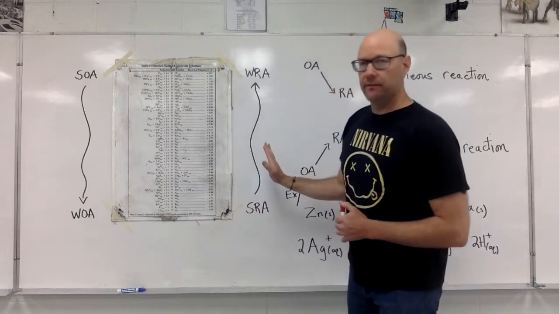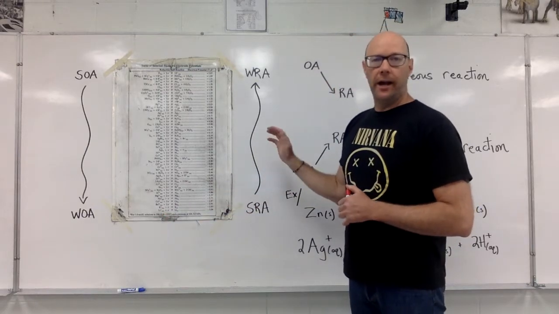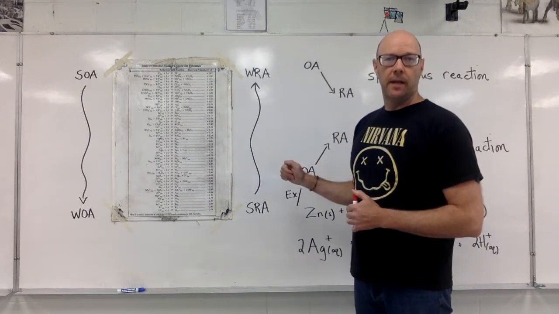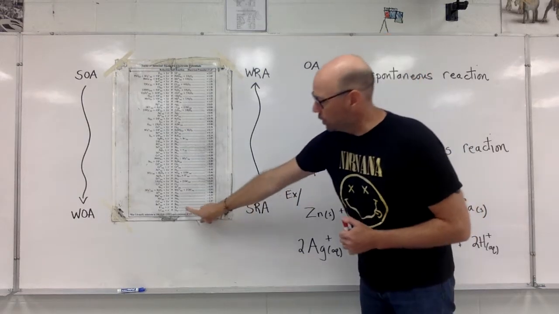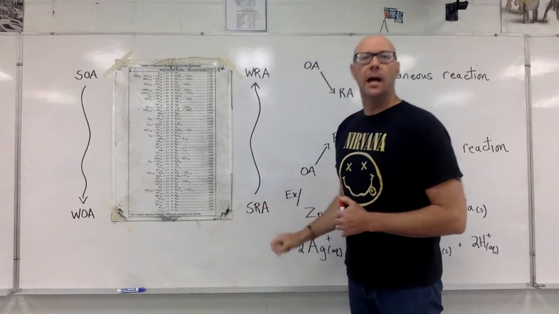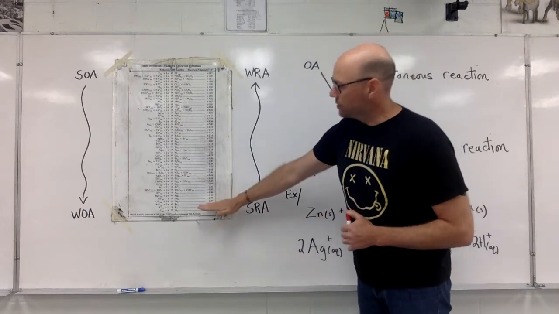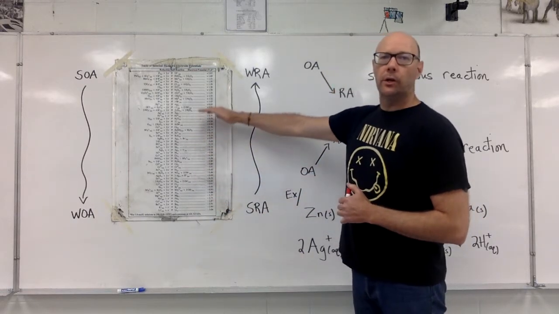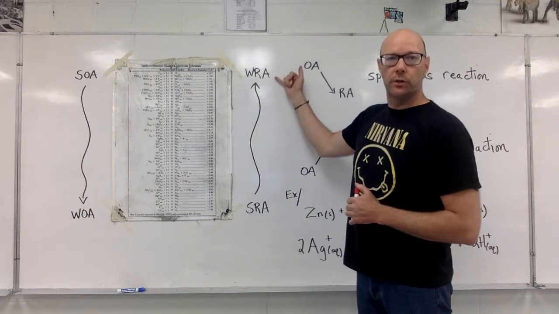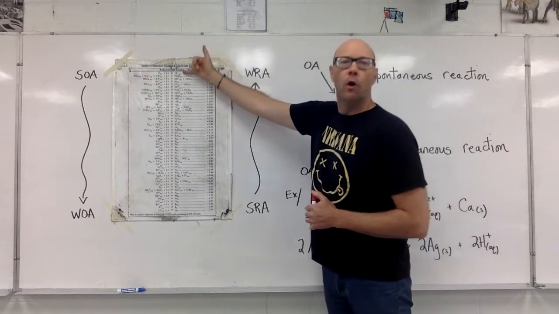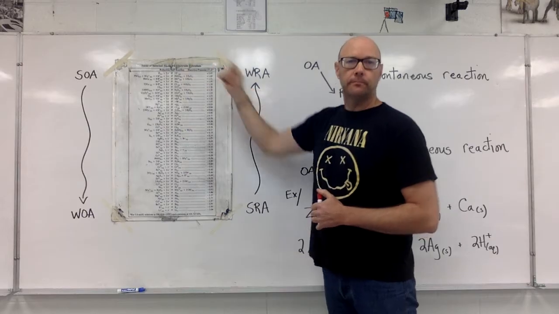On the right-hand side of the arrow, we have reducing agents. This time it's upside down. The strongest reducing agent is at the bottom, lithium solid, and this time they get weaker and weaker as we go up. So the weakest reducing agent is at the top, fluoride ions.